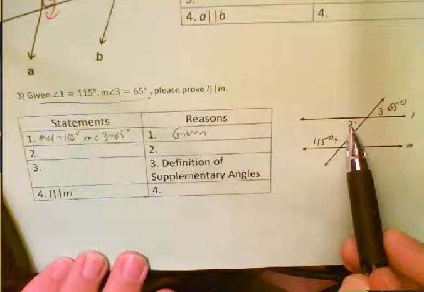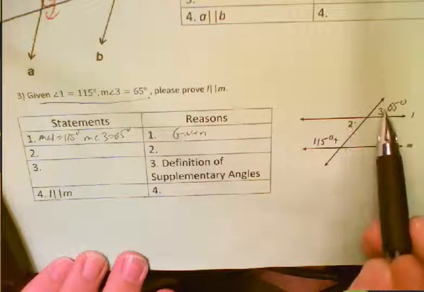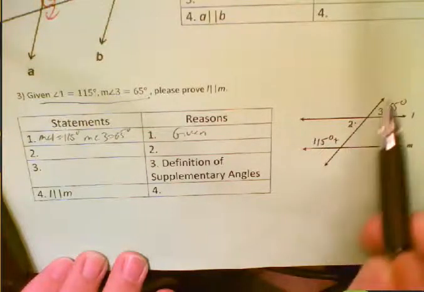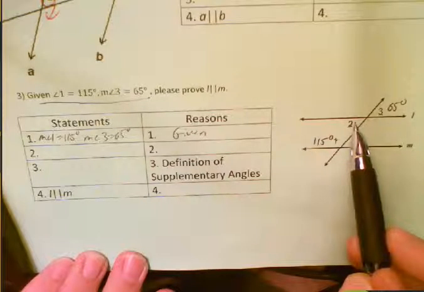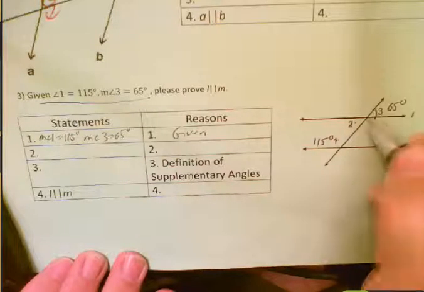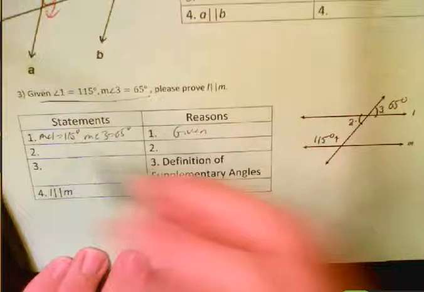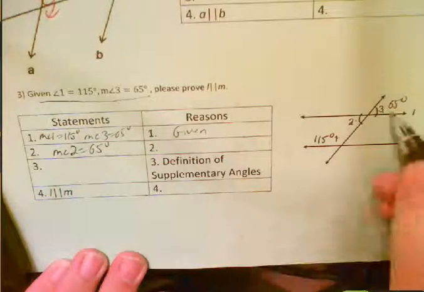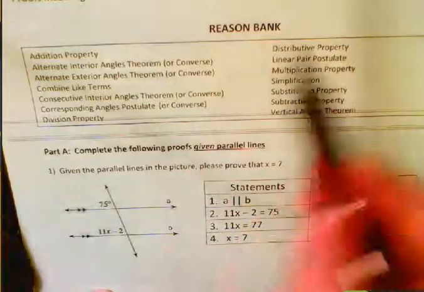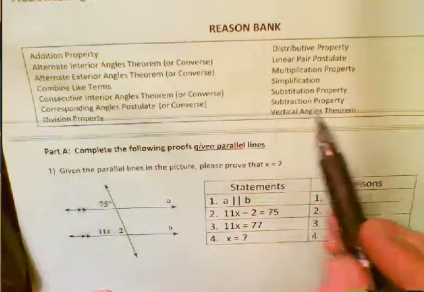Well, hopefully you remember that these two are actually a special pair that we've learned. They're called vertical angles. So you've got your perfect crisscross, your perfect X. The angles across from each other are going to be congruent. So angle 3 is going to be congruent to angle 2. So the measure of angle 2 is going to be 65 degrees. And the reason would be, and by the way, again, look at your reason bank. There it is, vertical angles theorem.